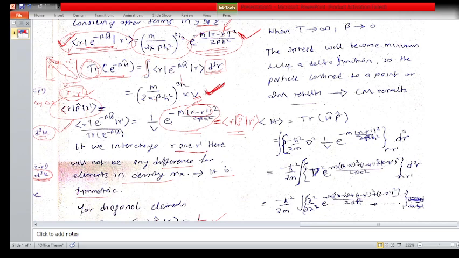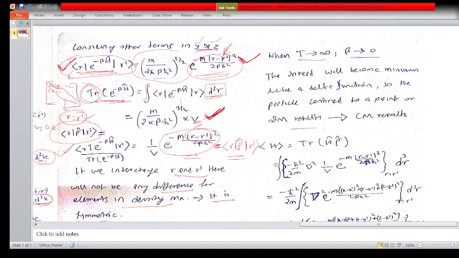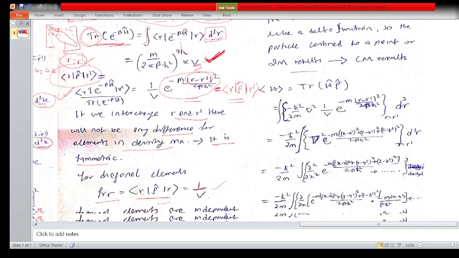Okay, so when temperature T tends to infinity, beta tends to 0, then the spread will become, I think when T tends to infinity, what will happen? T tends to infinity, beta equal to 1 by kT, that is T will become infinity, beta will become 0, right? Then it will become e raised to minus infinity, right? Beta will become, let me check it again.